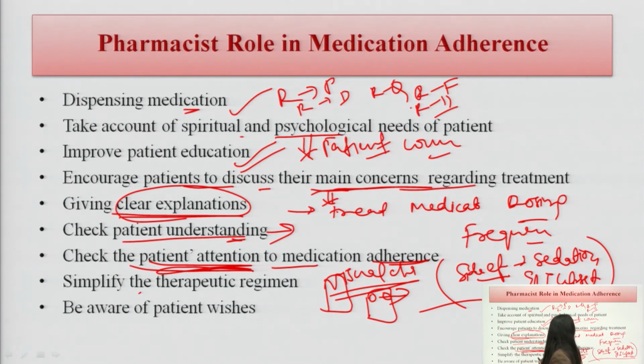Simplify the therapeutic regimen. So, we have to simplify, either by dispensing the formulations we can see, and of course there are 2 and 3 tablets. If it is given for a particular treatment, we can try for a single formulation, a combination formulation. So either we can dispense or by just consulting with a physician, or we can report it to the physicians also.